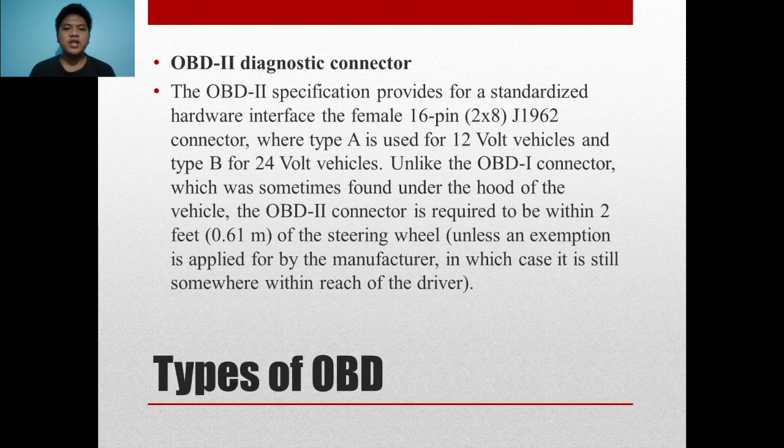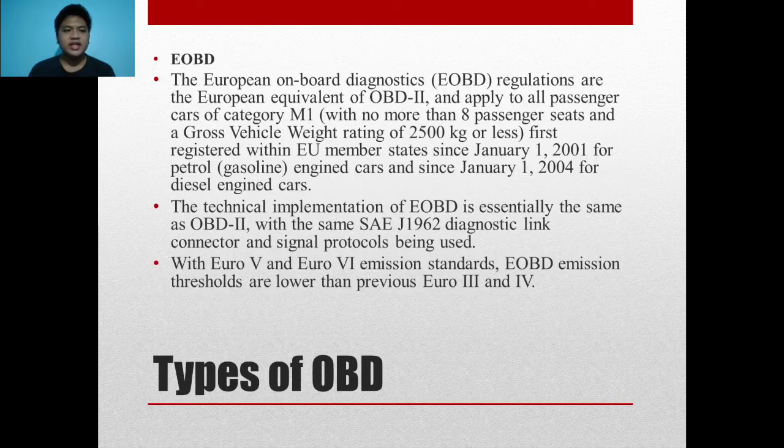The OBD2 specification provides for a standardized hardware interface, the female 16-pin 2x8 J1962 connector, where Type A is used for 12-volt vehicles and Type B for 24-volt vehicles. Unlike the OBD1 connector, which was sometimes found under the hood of the vehicle, the OBD2 connector is required to be within 2 feet of the steering wheel, unless an exemption is applied for by the manufacturer, in which case it is still somewhere within reach of the driver.